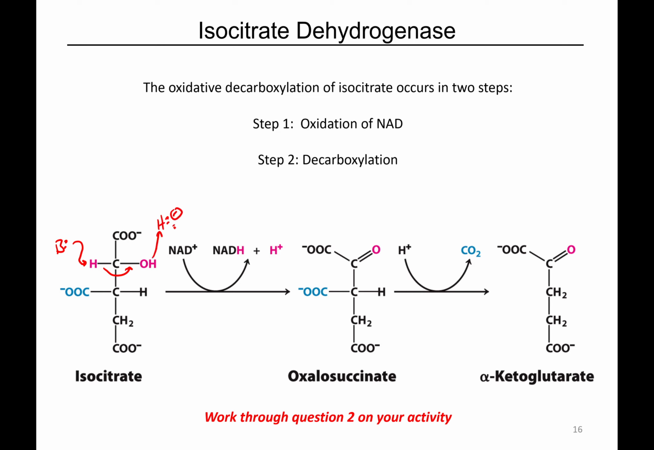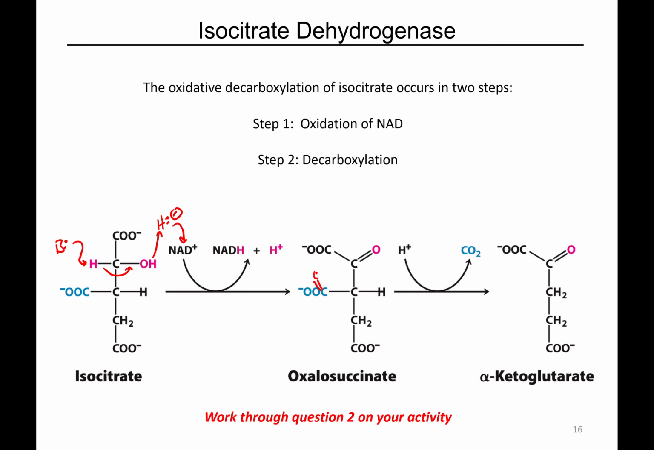That hydride attacks NAD, move electrons through NAD down to electron sink to give us NADH. So the redox step happens first. In the next step, we have to decarboxylate this intermediate oxalosuccinate. Okay, so this happens in this manner, right? So we get our decarboxylation.